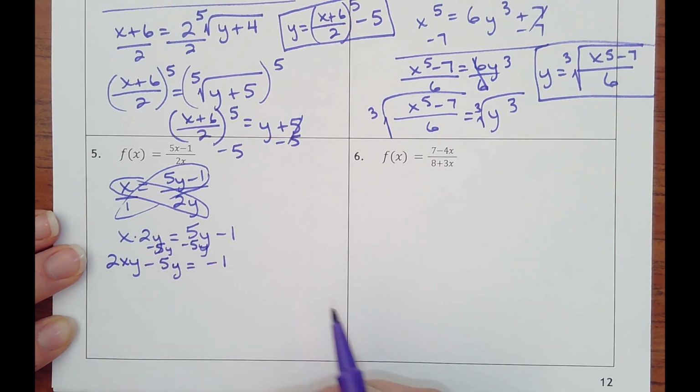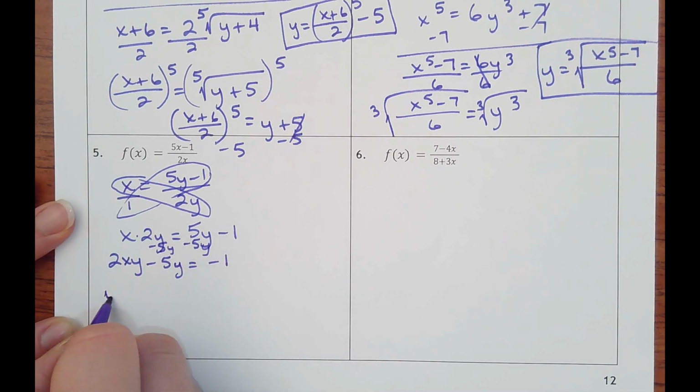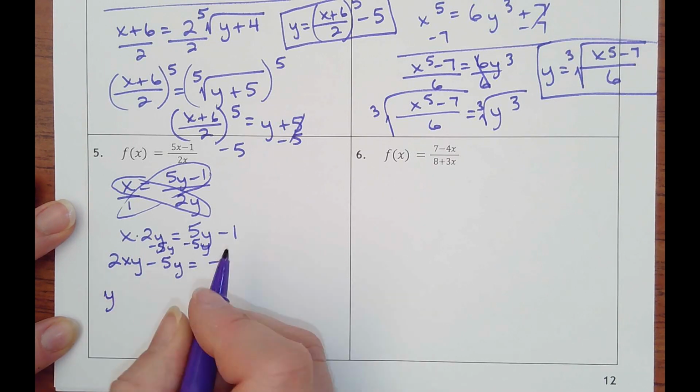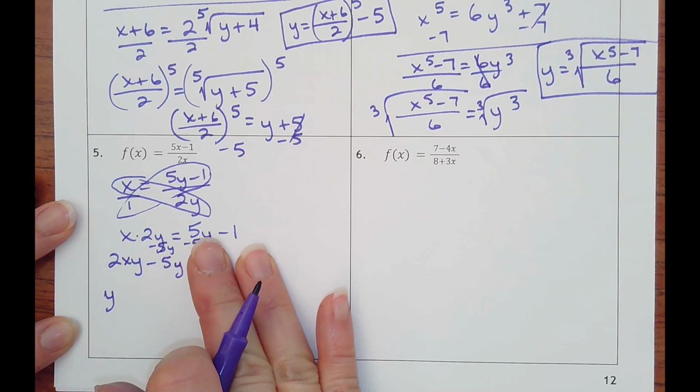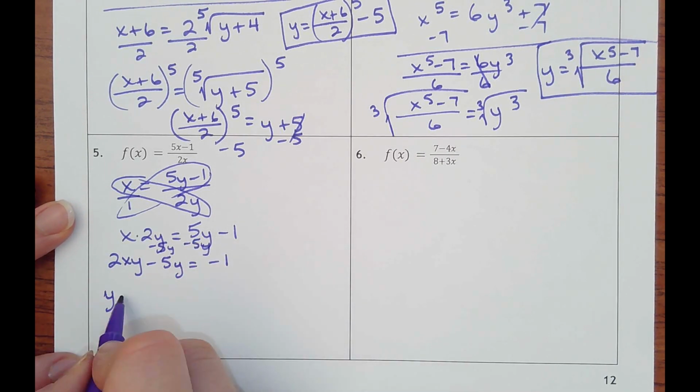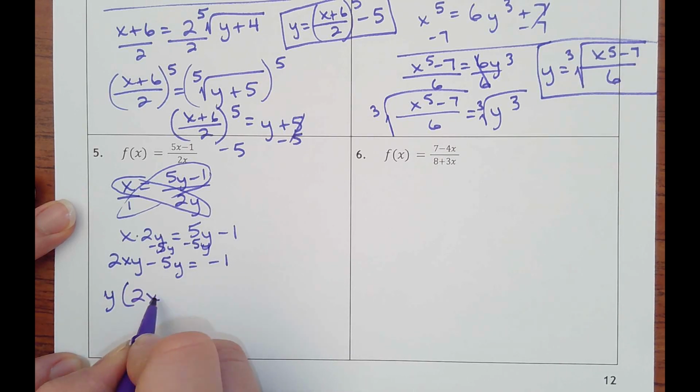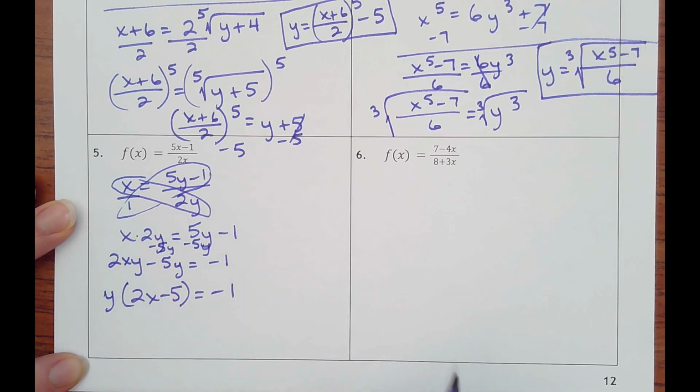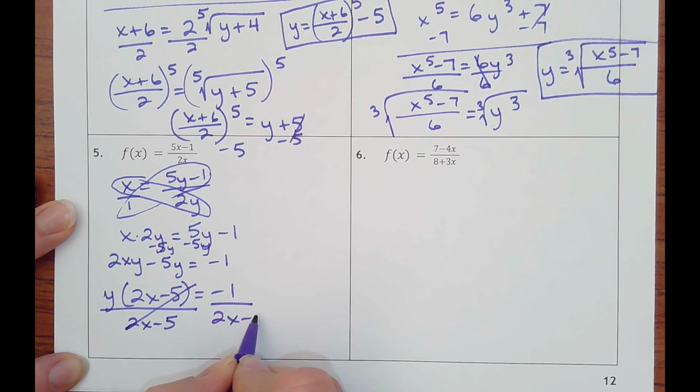equals -1. Then I'm going to factor a y out, just like if this were a problem that I say factor, your GCF would be the y. That would leave you with y times 2x minus 5. And then all I got to do is divide away this 2x minus 5 to get y by itself. So y equals -1 over 2x minus 5.